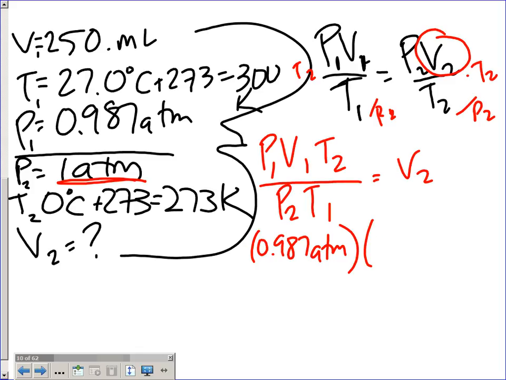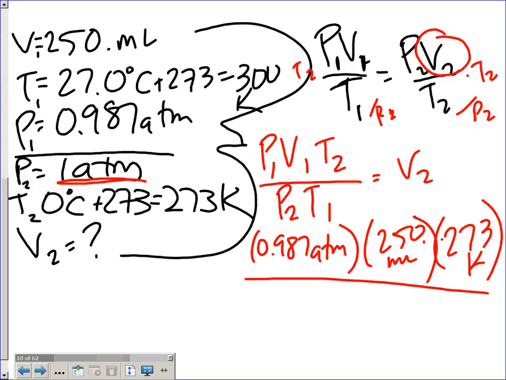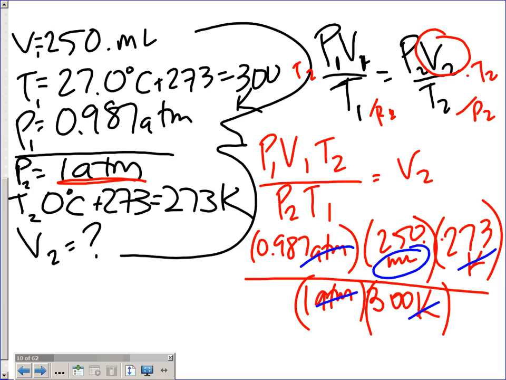What's my V1? Okay, 250 milliliters. T2 is 273, and P2 1 atmosphere. T1 300 Kelvin. All right, so then you absolutely should be able to see the pressure unit cancels, the Kelvin unit cancels, and milliliters is the only unit left. So that helps you process your units that should be there. And what do you guys get?